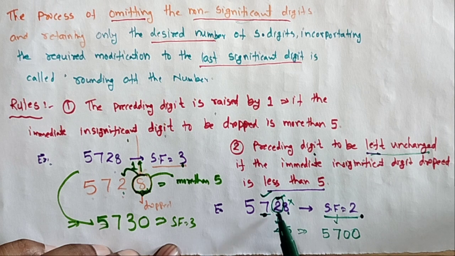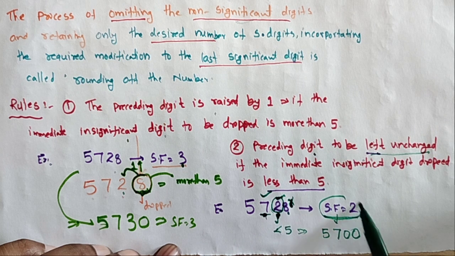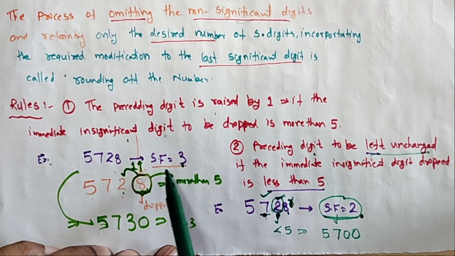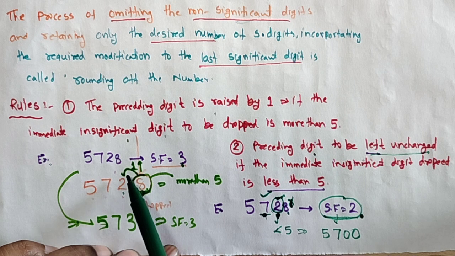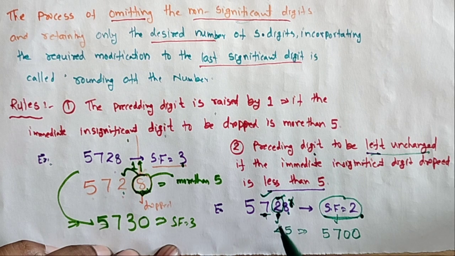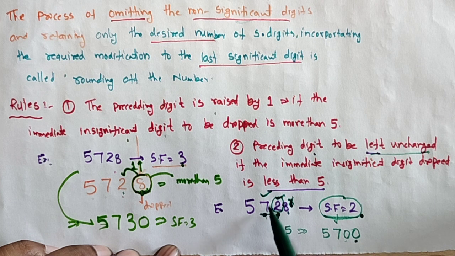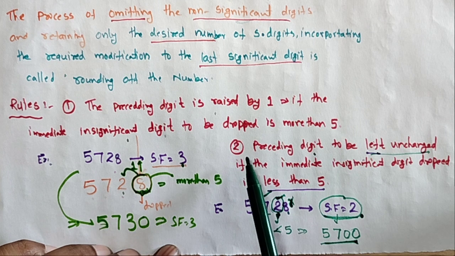You take the next first non-significant digit, immediately, meaning don't take the 8. If you take the 8, the significant figures will change. I want 2 significant figures, so just take the next digit: if it is less than 5, or if it is greater than 5 you increase by 1. Here it is less than 5, so just drop to 00, and it is not changing: 5700. So now the significant figures are 2. So this is the rule of rounding numbers.